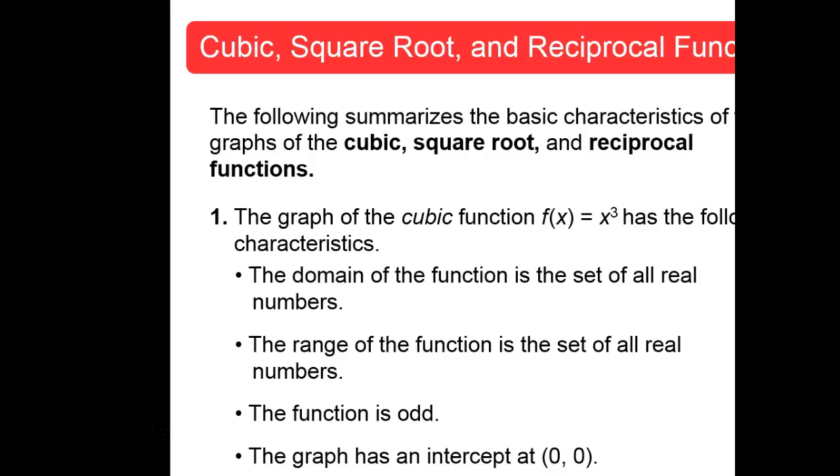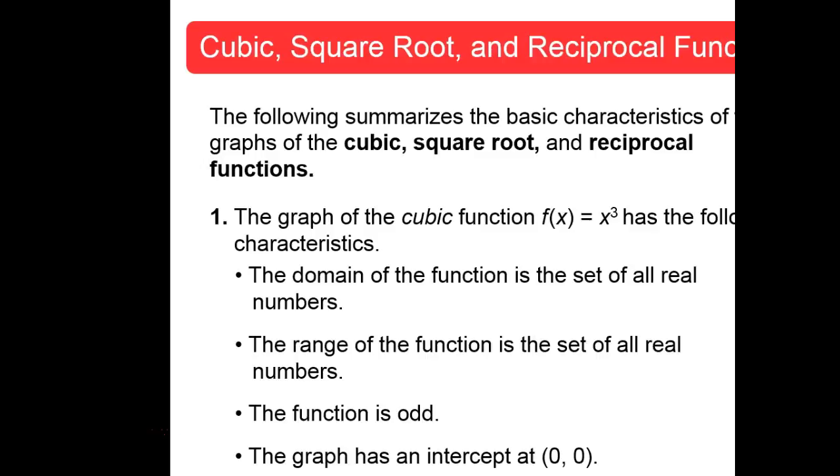Okay. The following summarizes the basic characteristics of these: cubic first, square root next, and reciprocal last. Let's start with the cubic. What do you reckon the graph of the cubic function looks like? Now this is the parent function, the basic, simplest cubic function, f of x equals x cubed. Once you start adding more terms on, square terms and linear terms and constant terms, you get other things happening. But for the simplest, the parent function x cubed, let's think.